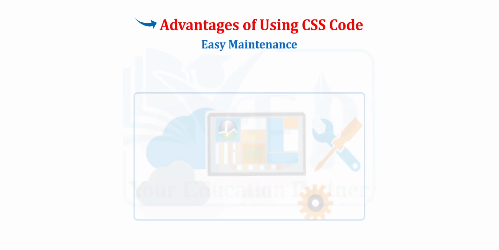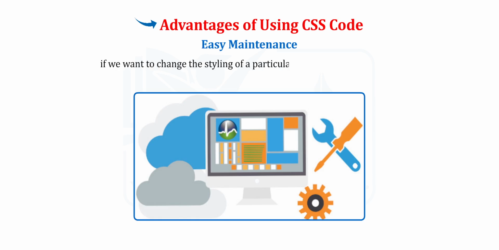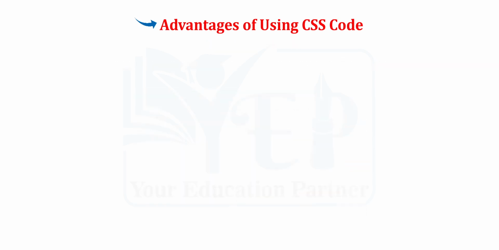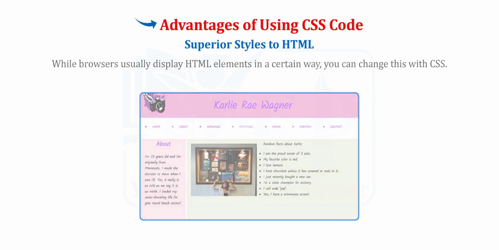Easy maintenance. Maintaining a website using CSS is also convenient, as all that we have to do is make changes in the style sheet itself if we want to change the styling of a particular component in a website. Superior styles to HTML. While CSS was built for ease of styling a web page, HTML was not built with the same intention. While browsers usually display HTML elements in a certain way, you can change this with CSS.